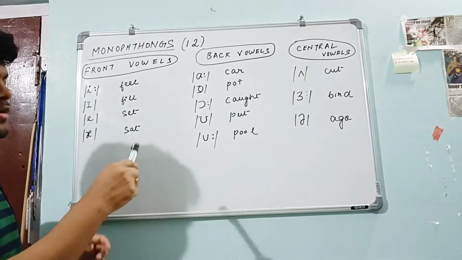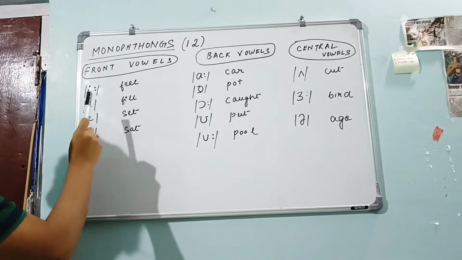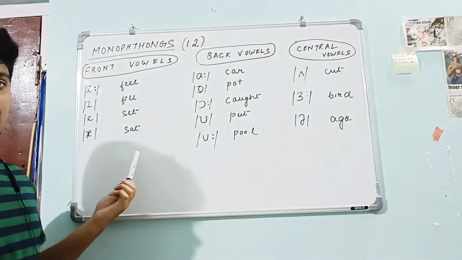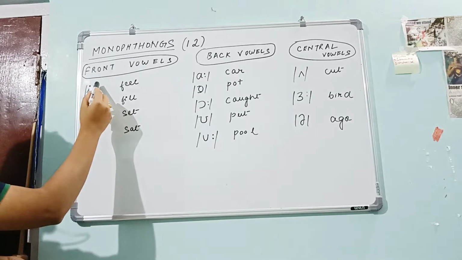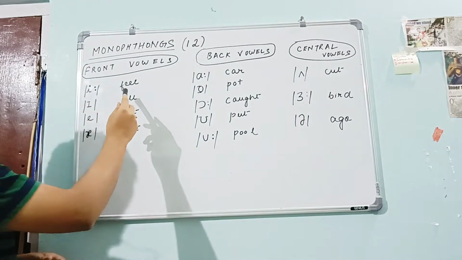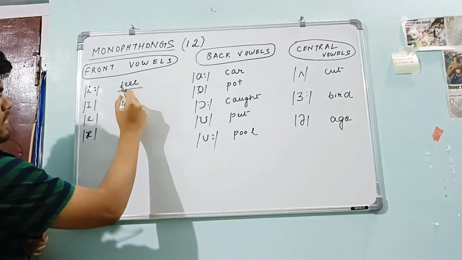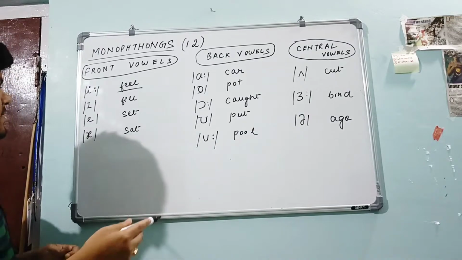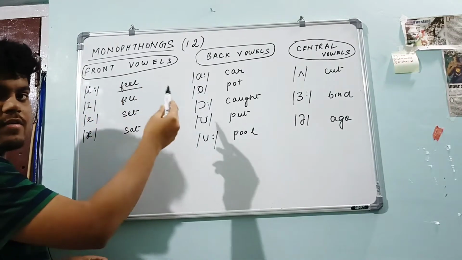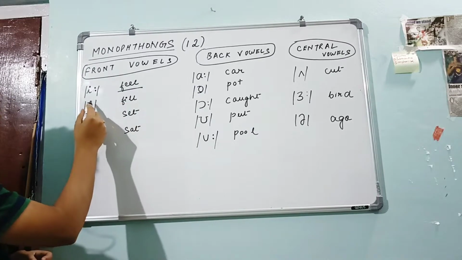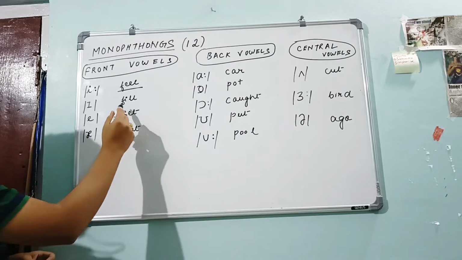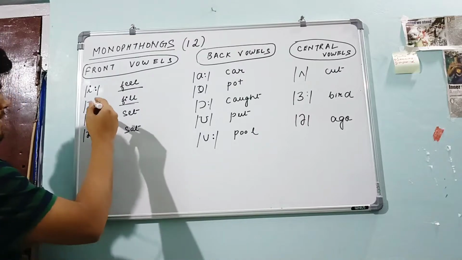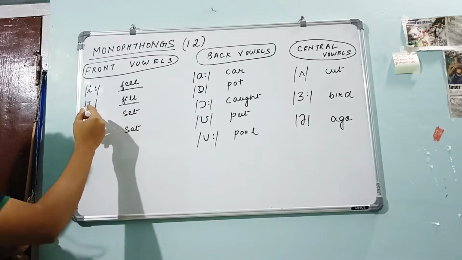First, let us see the front vowels. First comes ee. This is an elongated sound of E, so there are two dots at the side of the sound, and it is represented by the word feel. Feel. This is a longer version of the E sound. Just below it comes the short version of the E sound, represented by the word fill. Fill. It's a short E, so there are no two dots at the side of this sound.